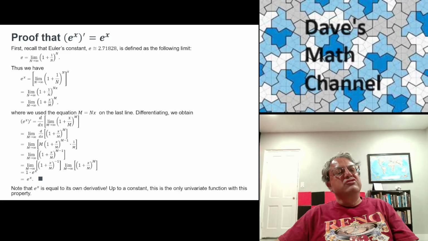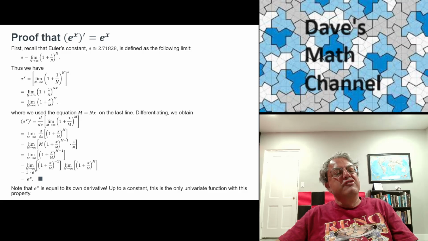Now we can use this formula for e to the x. We can differentiate that just using the power rule and the chain rule. So we have enough machinery now to compute the derivative of e to the x. So let's do it. We write the derivative of e to the x as the derivative of this limit, and we can switch the order of derivatives and limits. So it's just the limit of this derivative, the derivative of 1 plus x over m to the mth power.